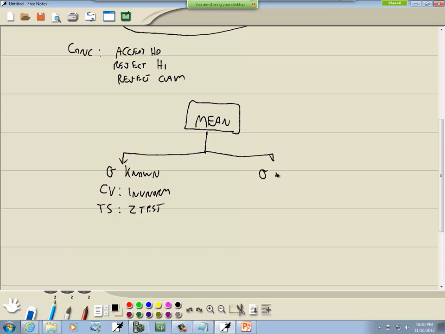Now, if sigma is not known, then your critical value is from the t-distribution table, and your test statistic is the t-test. So, like I say, for this book, they simplified it a lot, and there's just one mean, and we use the t-distribution table and t-test for everything. But if you got a book that has both of those, that's the differences between them.